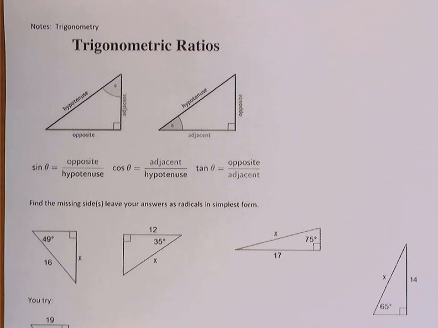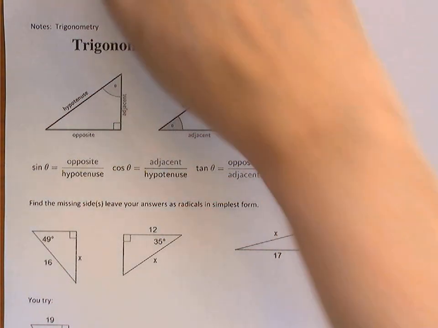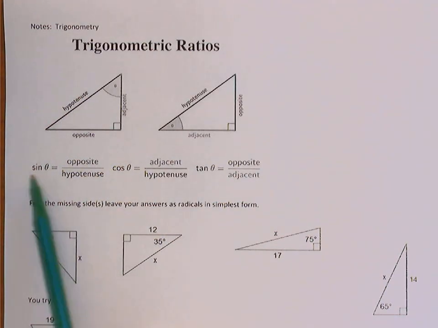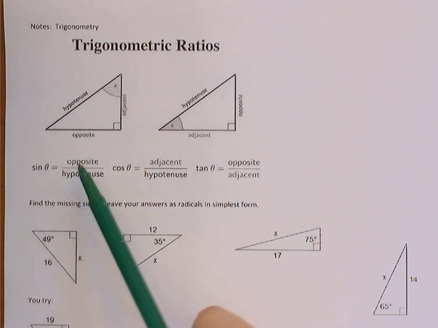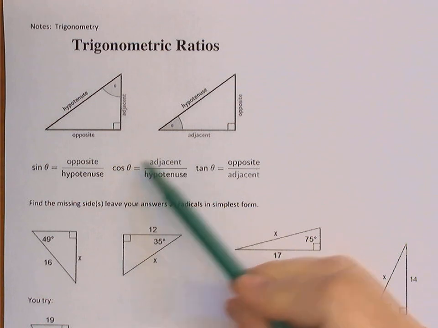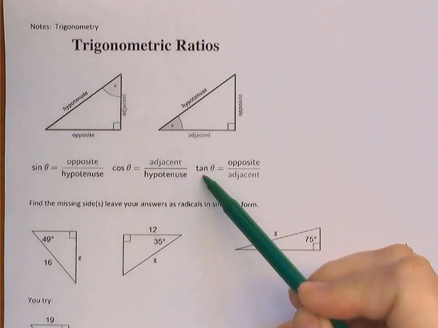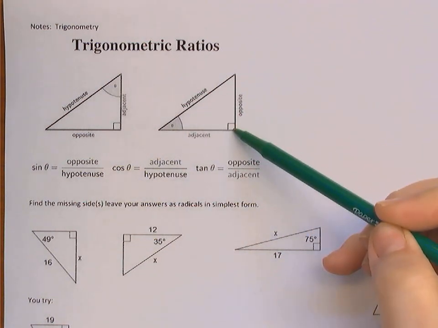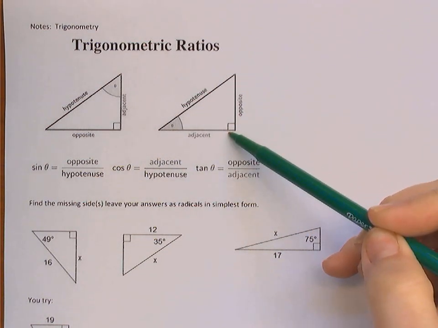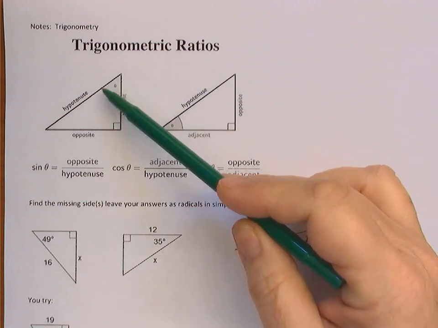So tonight's notes are trigonometric ratios. We talked about them in class, so I'm just going to go over them real quickly. The sine of theta is the opposite over the hypotenuse. These were the fractions we got from our activity. The cosine of theta is the adjacent over the hypotenuse, and the tangent of theta is the opposite over the adjacent. And notice the right angle is never the angle we're referring to. It's one of the other two.